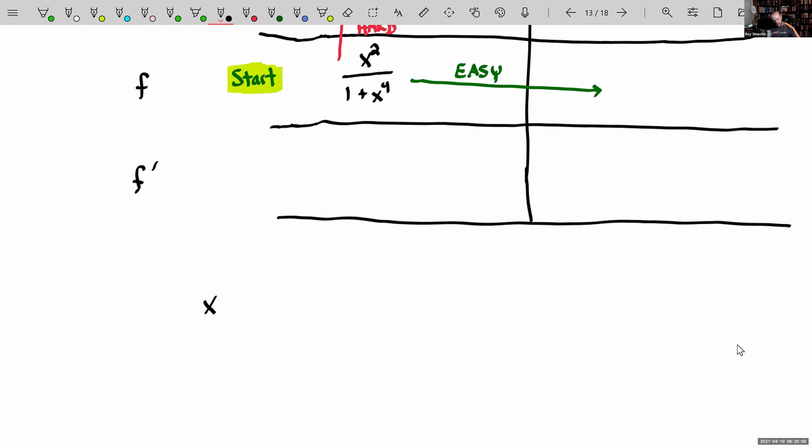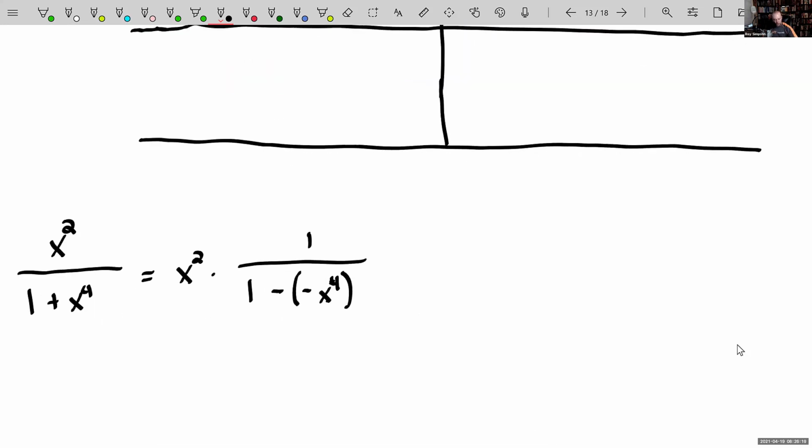So here's f, x squared over 1 plus x to the fourth, which is the same thing as x squared times 1 over 1 minus a negative x to the fourth, right? So that is x squared times 1 over 1 minus something. And that's exactly how you want everything to be, 1 over 1 minus something. And so this will turn into x squared times the power series, starting at 0 and going to infinity, of a negative x to the fourth to the nth power.